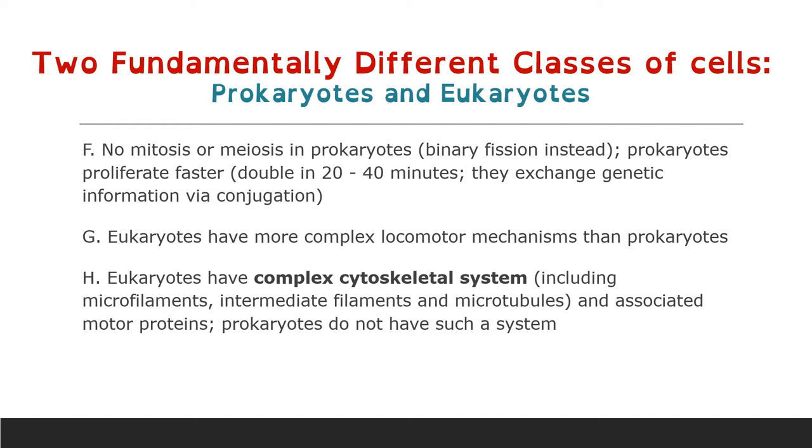Okay? So if conjugation is used for prokaryotes, for eukaryotes, we use what you call meiosis, and exchange of genetic information happens when there's already the fusion of the maternal and the paternal DNA. Okay. So next, eukaryotes have more complex locomotor mechanisms than prokaryotes. And then eukaryotes have a complex cytoskeletal system including microfilaments, intermediate filaments, and microtubules, and associated motor proteins, while prokaryotes do not have such a system. So the body of a prokaryote is very, very basic compared to the cytoskeleton of a eukaryote.